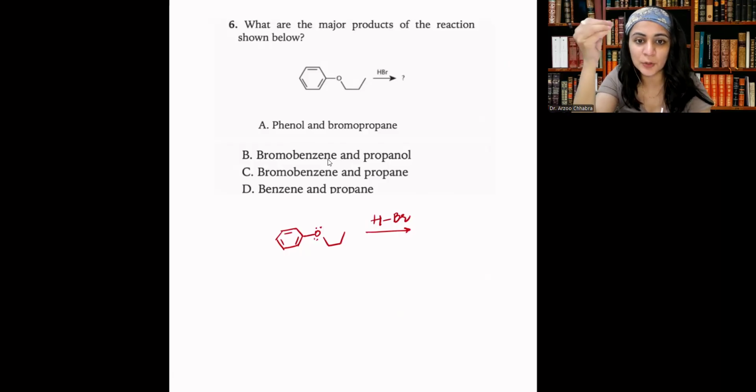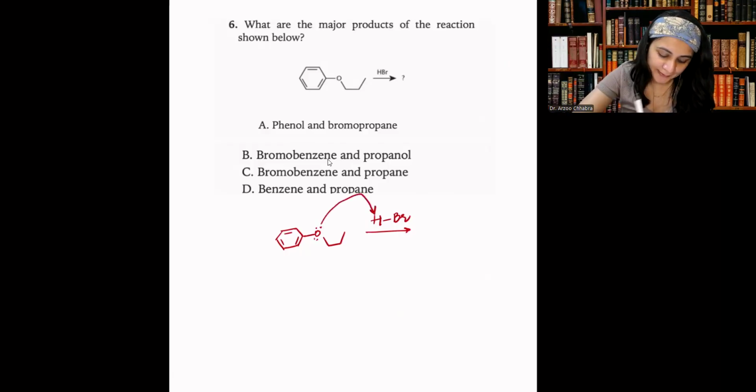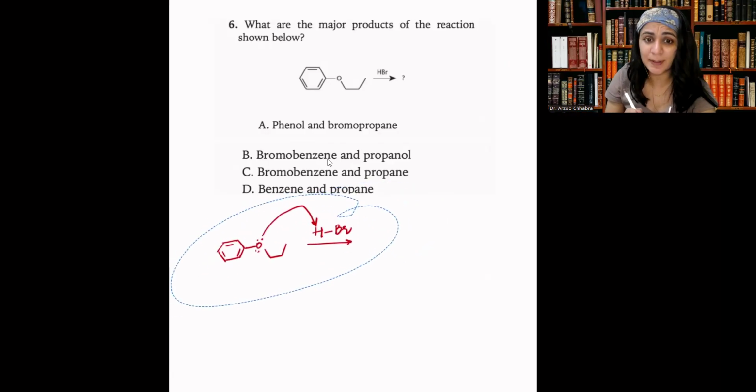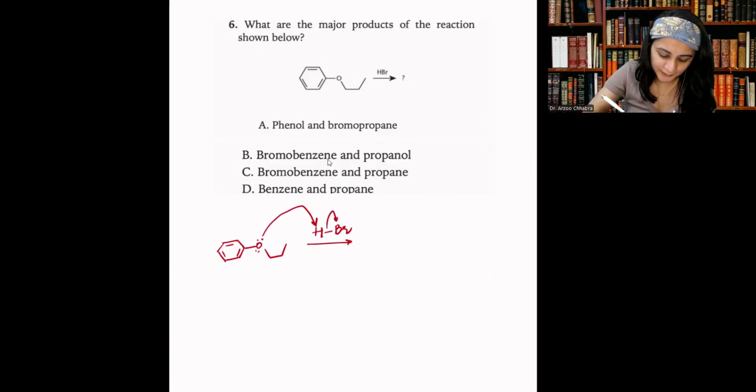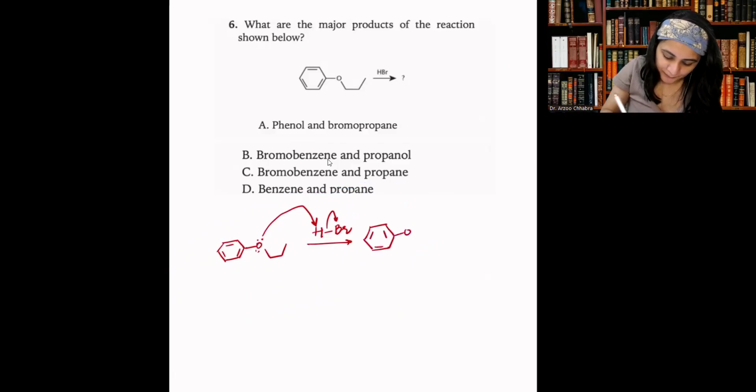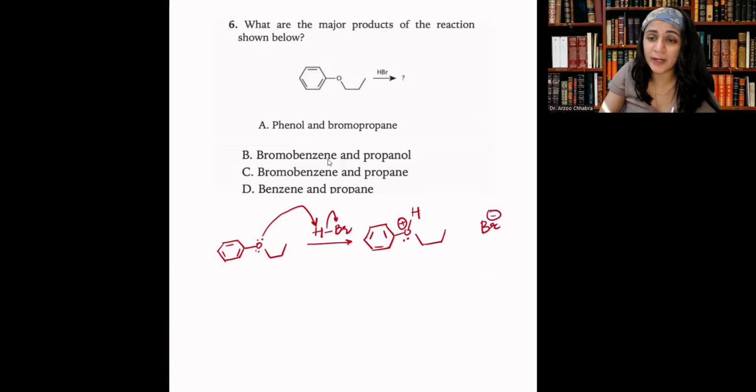In the first step, you have a basic oxygen, and the basic oxygen is attacking, forming that bond with the hydrogen, because this is more like an acid-base reaction. That would be the first step. And then in the second step, the Br minus would attack. But where would the Br minus actually attack? It has two options, right? So it can attack over here.